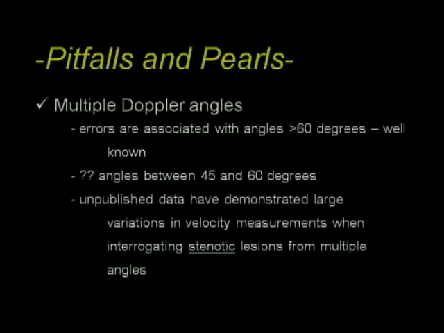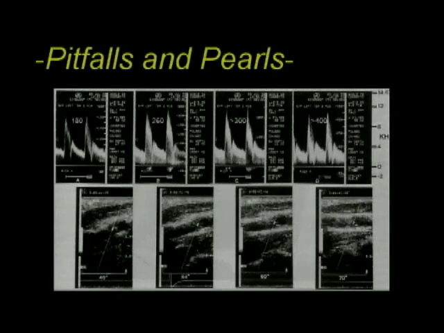We know that there are errors associated with angles of greater than 60 degrees, and I believe that that's well known and accepted. However, there is some debate about the use of angles between 45 and 60. Unpublished data have demonstrated significant variation in the acquisition of velocity measurements when interrogating stenotic lesions from multiple angles. Here you see an example of one patient, the same lesion, evaluated with 4 different Doppler angles over a span of 3 minutes, and this work was done by Gene Primozic many years ago.